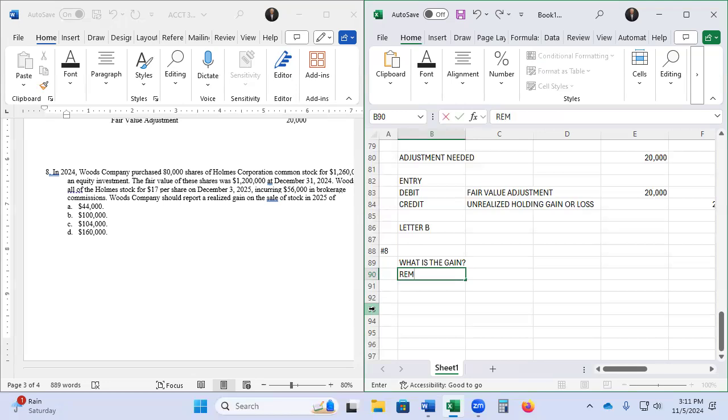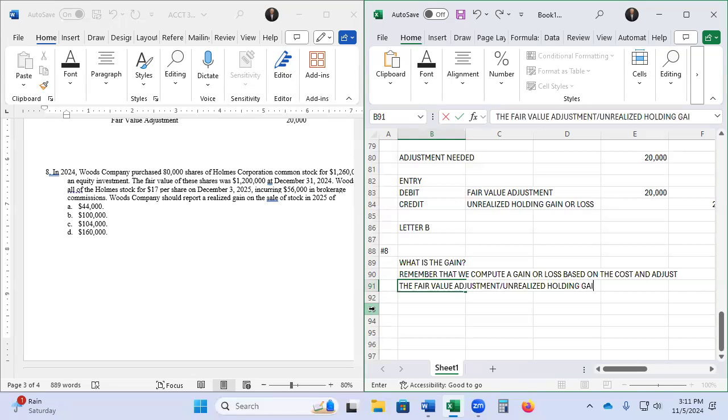Okay, so we have to remember that we compute gain or loss based on the cost and adjust the fair value adjustment slash unrealized holding gain or loss accounts at the end of the year.